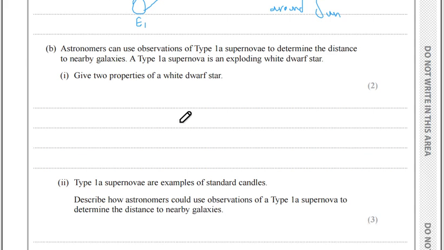White dwarf is very dense, very hot, or very high temperature. There is no fusion anymore in a white dwarf, and it has low luminosity.